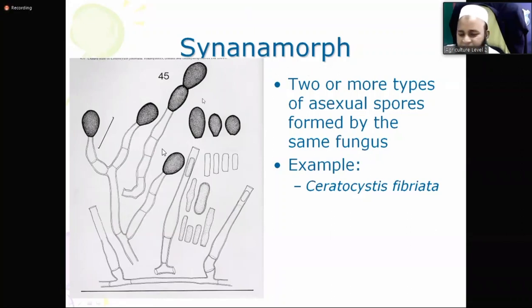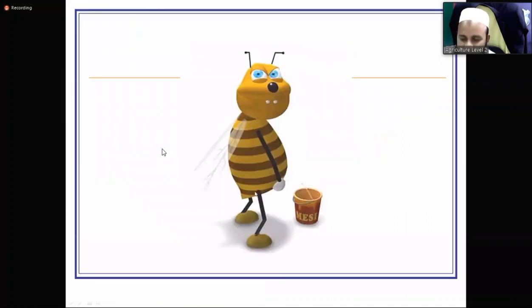Synanamorph. There is another phenomenon: two or more types of asexual spores form in the same fungus. It's called synanamorph. For example, you can see these are hyphae. This spore is an asexual spore produced here, and here is another type of asexual spore. When two types of asexual spores are produced in the same fungus, we call it synanamorph. Example, Ceratocystis fimbriata.